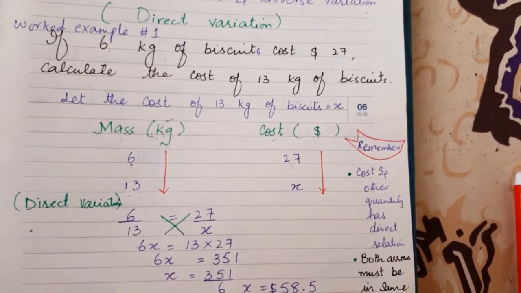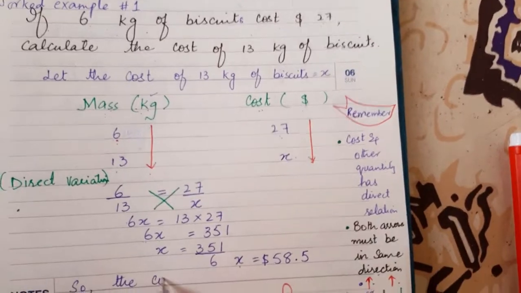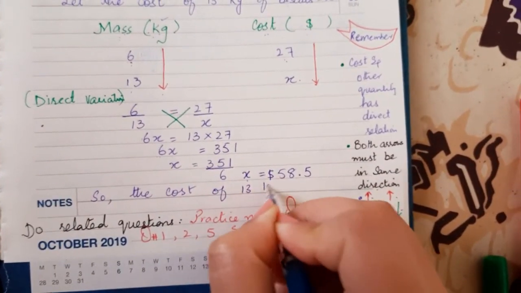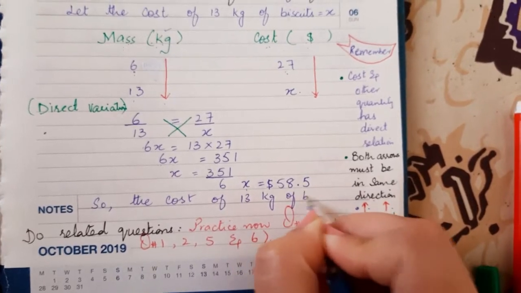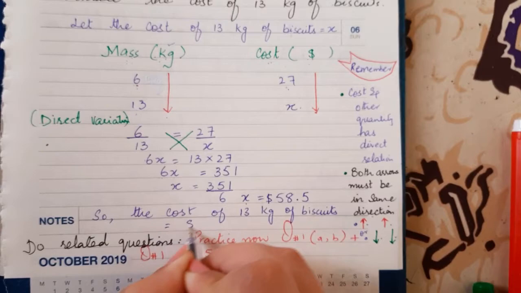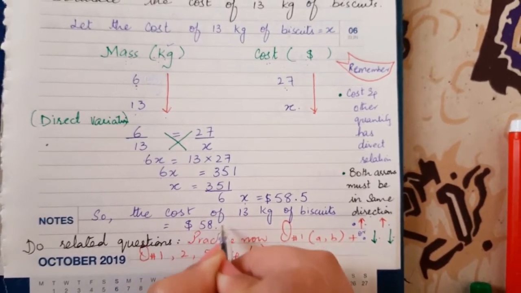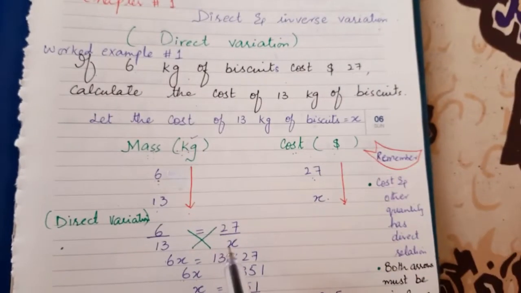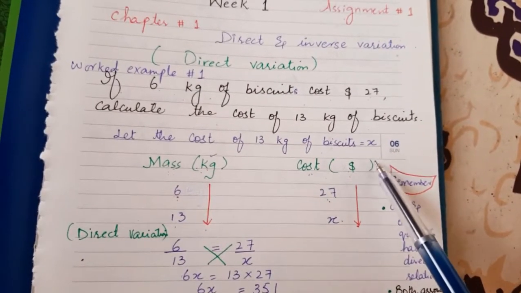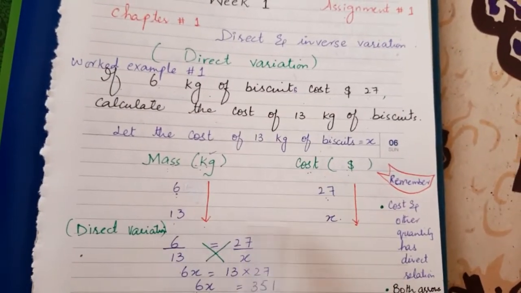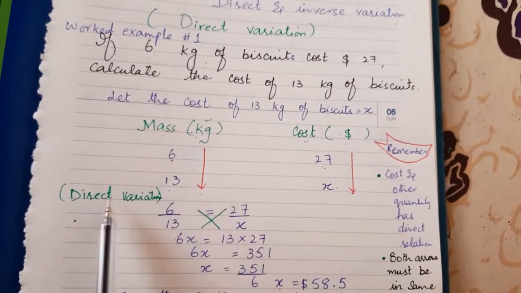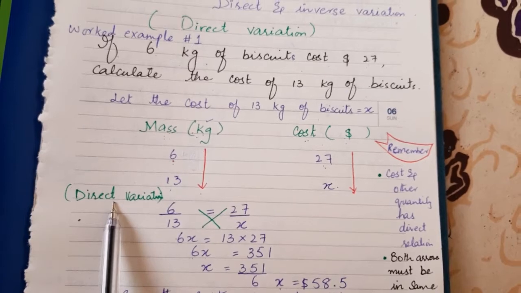So the cost of 13 kilogram of biscuits is equals to $58.5. Just I'm going to give a recap of it. First of all, you are going to let the thing which is not given to you, then make this type of table, you can say. Then you are going to judge which variation is this.